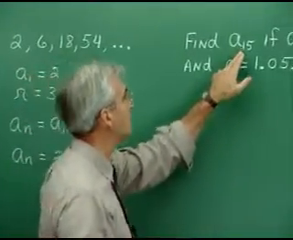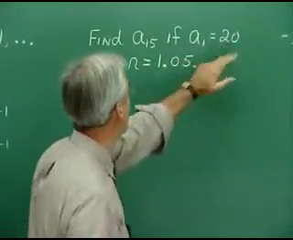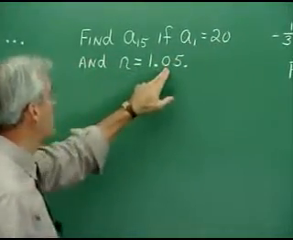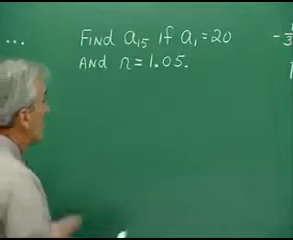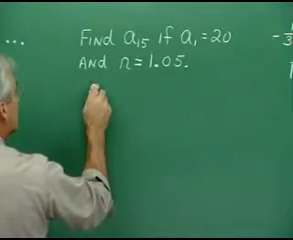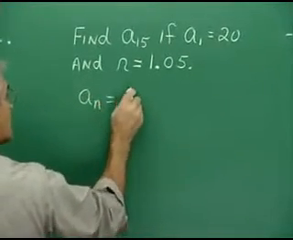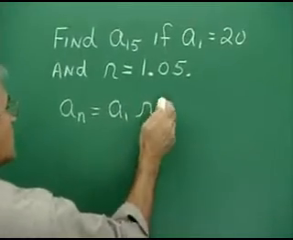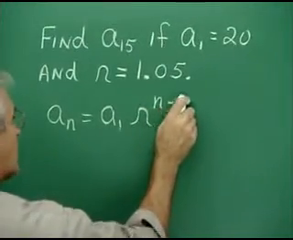All right, let's consider a few problems. Suppose we want to find the 15th term if we know that the first term is 20 and the common ratio is 1.05. Well, we just start with the idea of the nth term. The nth term is the first term times the common ratio raised to the n minus 1 power.